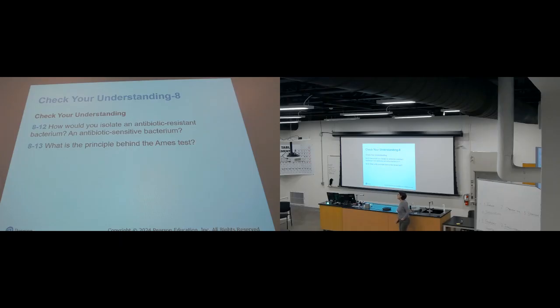Mm-hmm. And then what is the principle behind the Ames test? The potential mutagen acts on the bacteria and it's causing the reversal of that, for like the histidine. The bacteria can't produce its own histidine, so it reverses it and makes it produce its own histidine, and it can grow in cultures without histidine. Yes, very good.